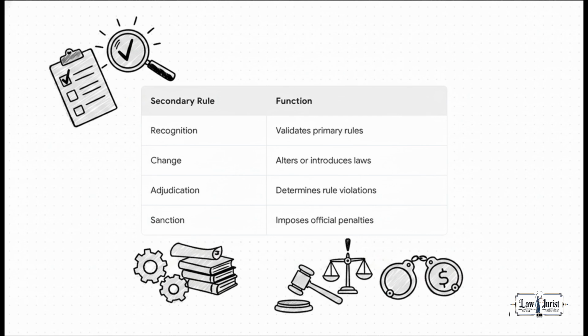This empowers the judiciary, giving judges the actual authority to determine when a rule has been violated. And finally, we have sanction-imposing rules, which dictate the specific penalties authorities are allowed to use when a breach happens. Together, these four secondary rules act as the structural, living machinery behind every modern legal system.